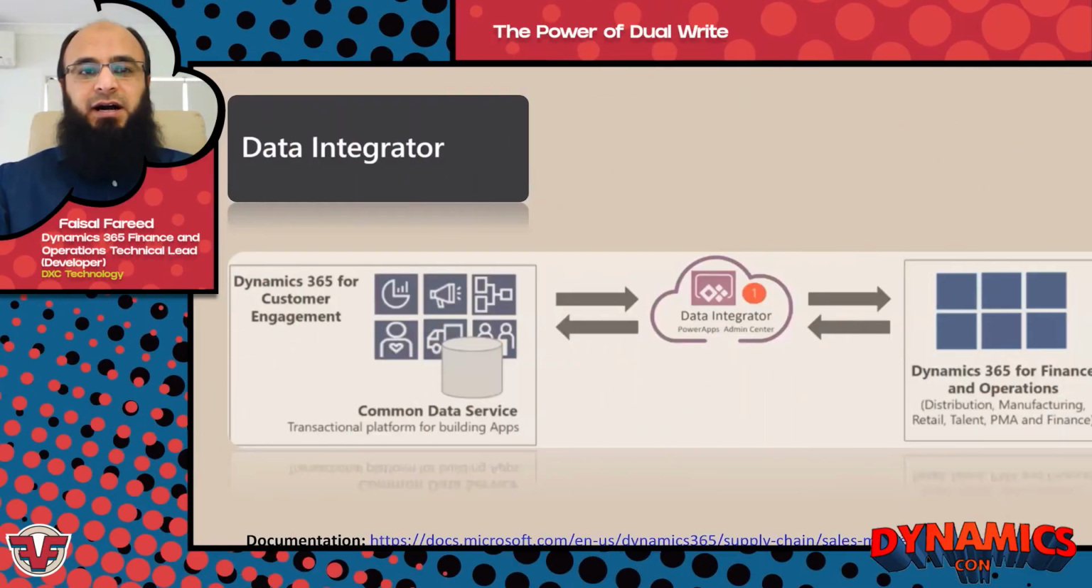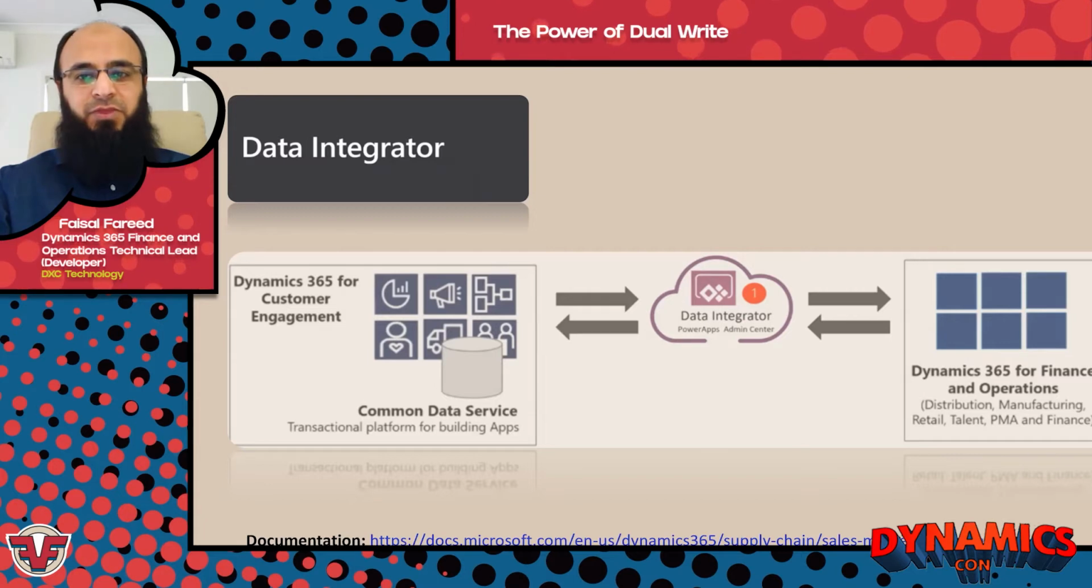As I said, I would like to start first with the data integrator. As you can see on the left side of the picture here, we have the Common Data Service, which has all the apps from Microsoft Dynamics 365 for Customer Engagement. On the right-hand side, we have all the apps from Finance and Operations. These are two different instances, different apps.